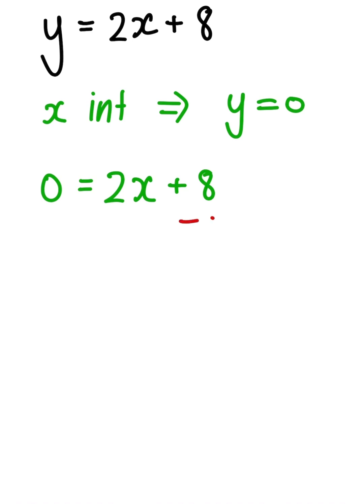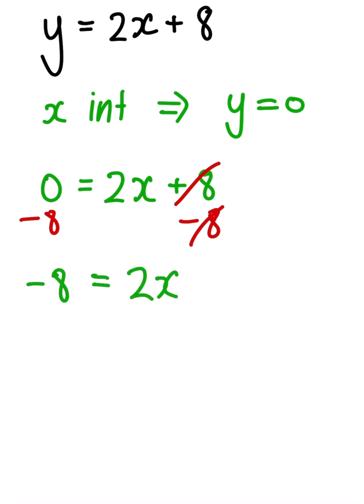So firstly, we're going to need to get rid of that plus 8 because we want the x on its own. So we have to do the opposite. So plus 8, so we're going to subtract 8, and whatever we do to one side, we have to do the exact same to the other side. So 0 minus 8 would give us negative 8, leaving us with the equation negative 8 equals 2x.